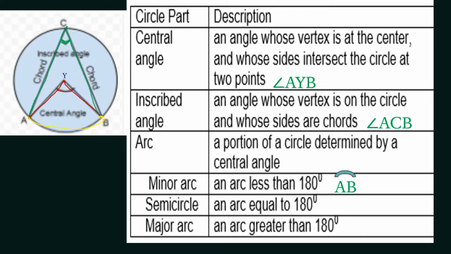Yan, arc AB. And then, semicircle, wala po sa figure natin, pero makikita nyo din siya mamaya. It is equal to 180 degrees. So, kalahati po siya ng isang circle. Major arc, greater than 180 degrees. So, for example, arc ACB. So, nasaan ba dyan si arc ACB? So, mula kay A, dadaan kay C, hanggang makarating kay B. Yan po si major arc.